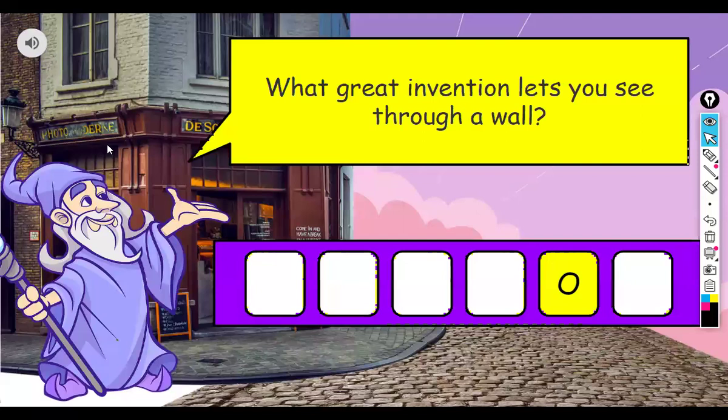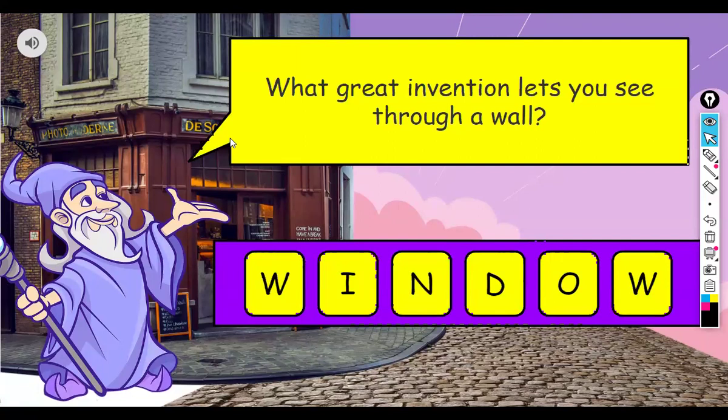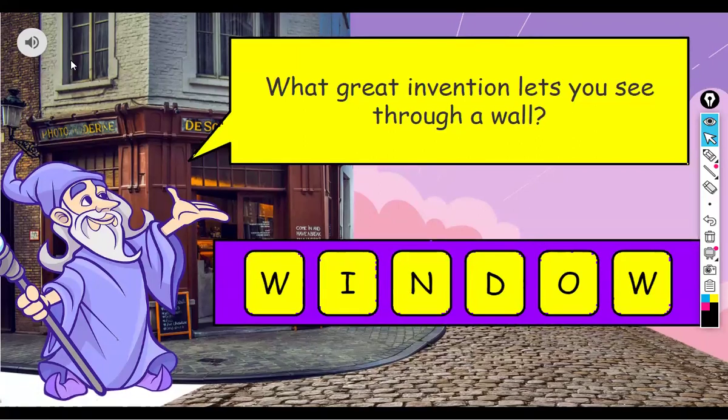What great invention lets you see through a wall? It's a 6 letter word, and it has an O in it. I found this one was pretty interesting. I had asked someone this and they couldn't get it. It's a window. It's kind of silly, but it's a window. A window allows you to see through a wall. It can't be a mirror. All right, guys. All right, let's move on.